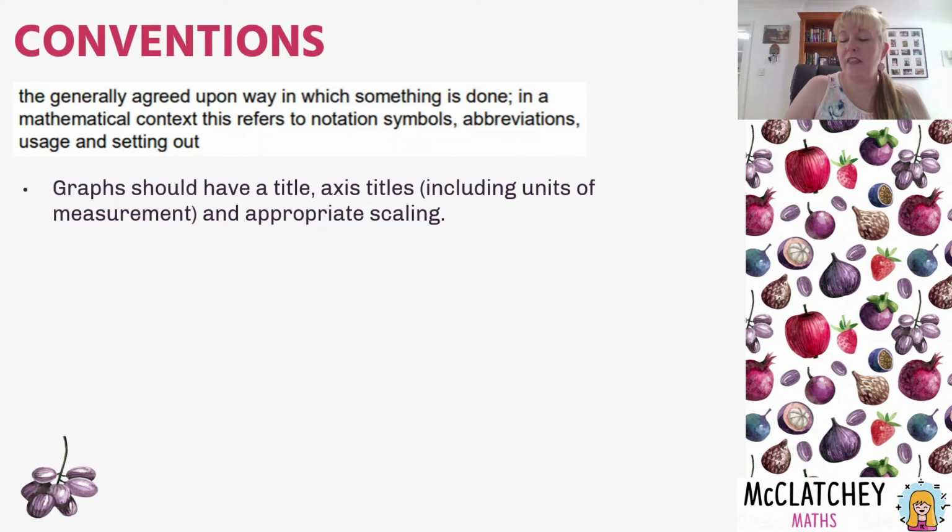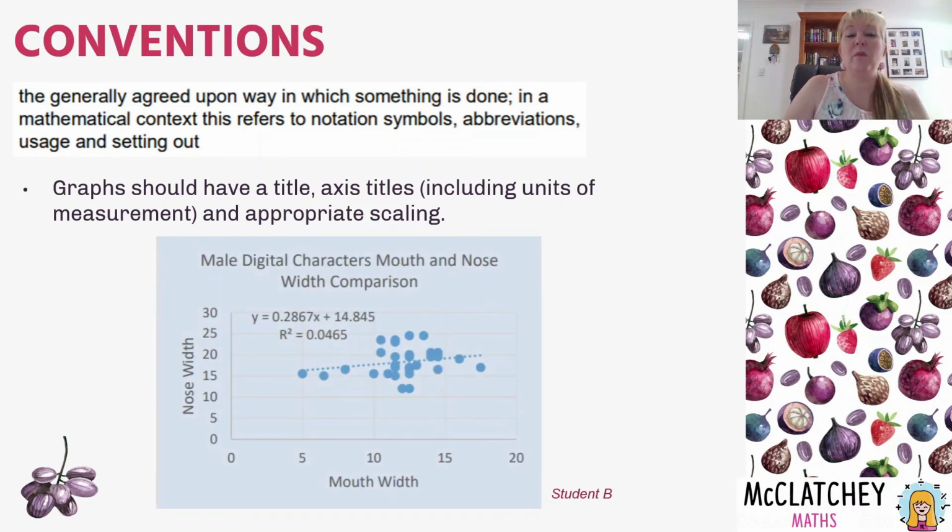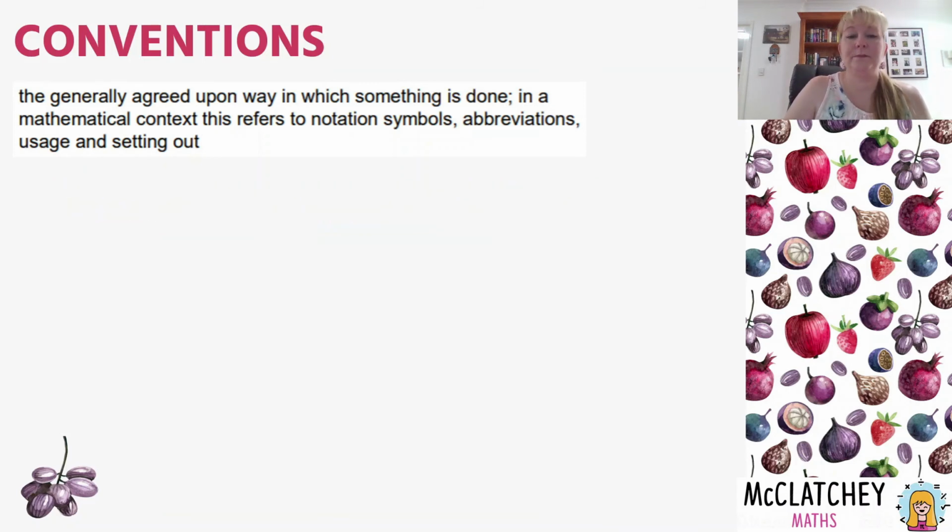Graphs as well. This is another one where conventions come into play. We've got conventions for how we actually draw them. So we need a title, we need axis titles, and those axis titles should include our units of measurement as well. In this particular example, we've got mouth width and nose width, but are these measured in millimeters or are they measured in centimeters? We need to explain that. And there needs to be appropriate scaling as well, and this falls into the area of conventions.